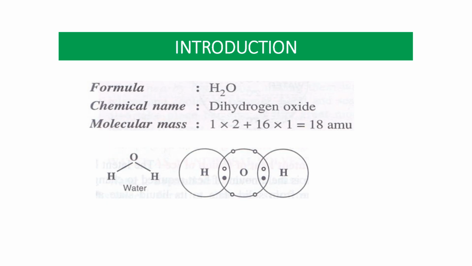So oxygen is able to complete its octet, and hydrogen will also complete its octet because now hydrogen has 2 electrons. So hydrogen also completes the octet and oxygen will also complete the octet. So there is a covalent bond between hydrogen and oxygen. So this is the formula, molecular mass and structure of water.